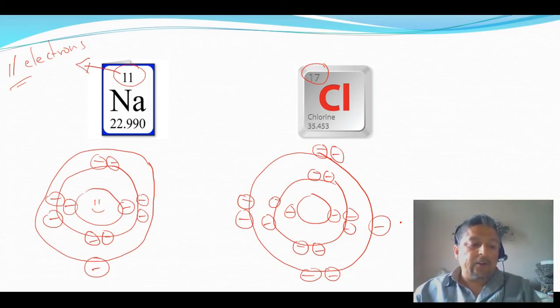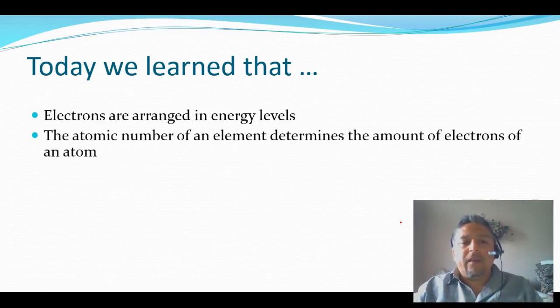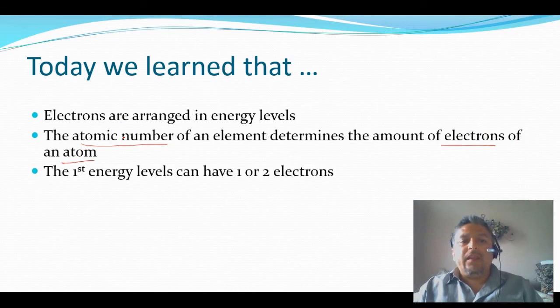All right? So let's review everything that we have learned today. First of all, we learned the electrons are arranged in energy levels. Do you remember that? Of course you remember. Let's go to the next one. The atomic number of an element determines the amount of electrons of an atom. Remember that? The atomic number is that little number on top of the symbol. That tells you how many electrons you are going to have around the nucleus of the atom.